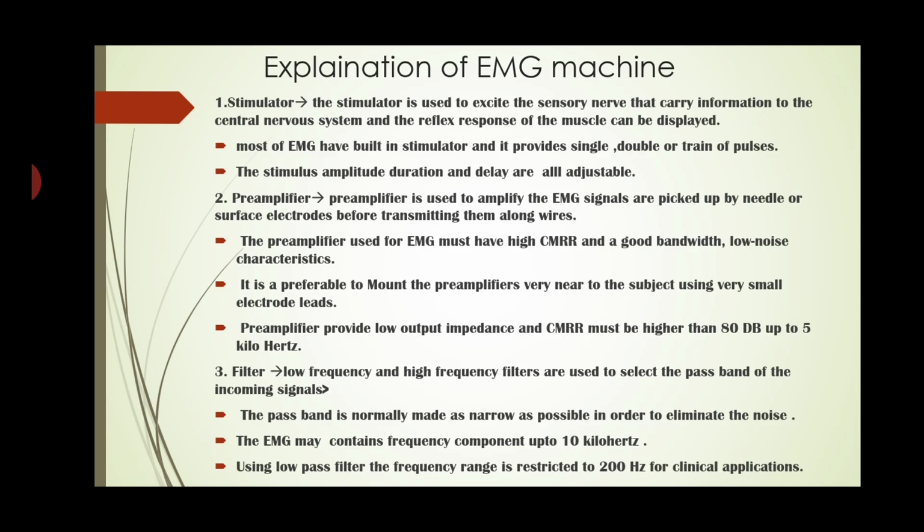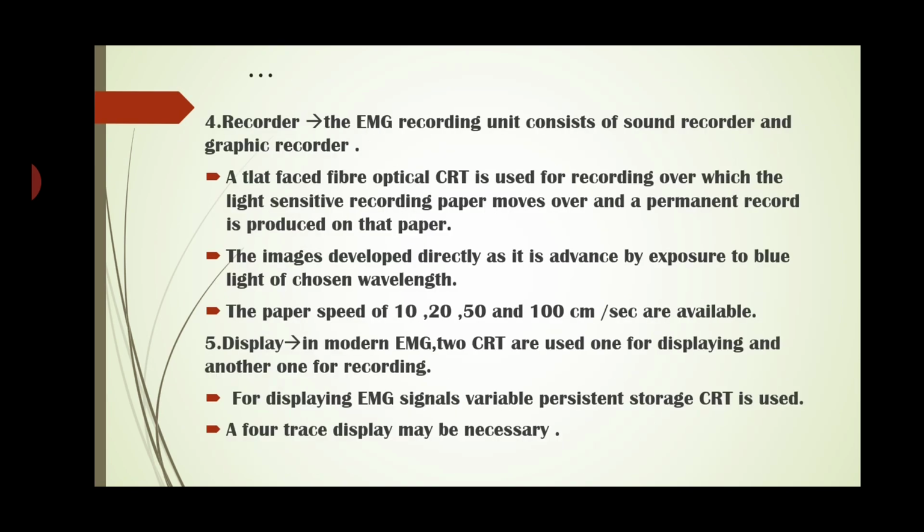Filters. Low frequency and high frequency filters are used to select the pass band of the incoming signals. The pass band is normally made as narrow as possible in order to eliminate noise. The EMG may contain frequency components up to 10 kHz. Using a low pass filter, the frequency range is restricted to 200 Hz for clinical applications.